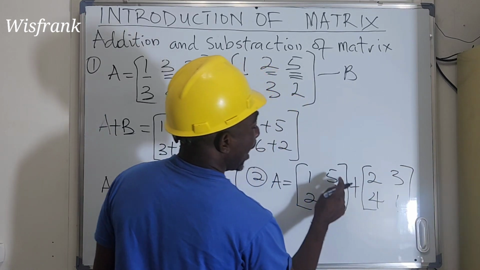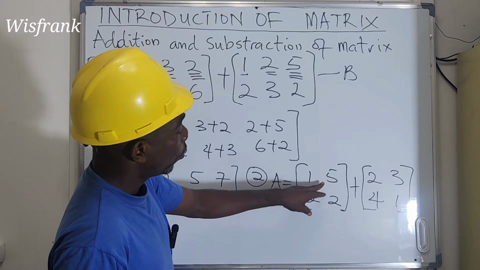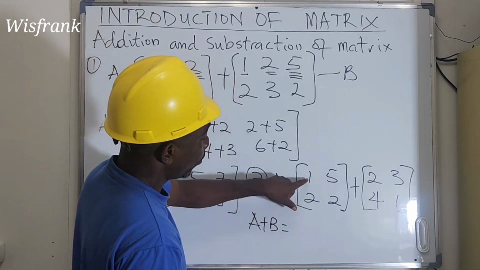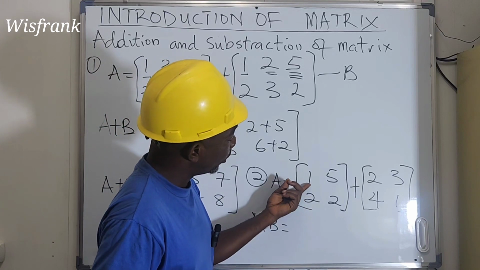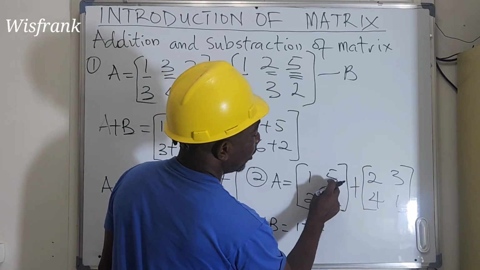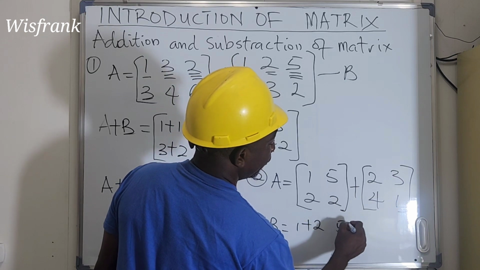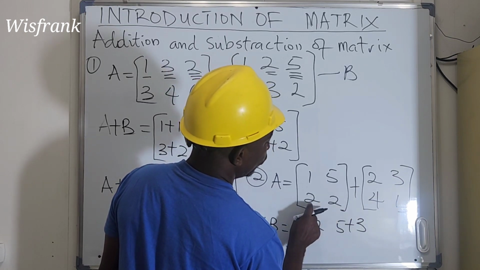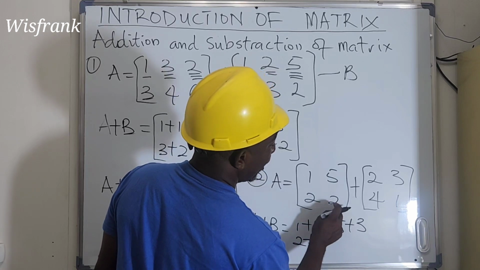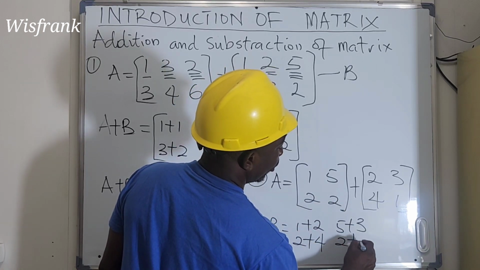So adding these 2 together, we need to have A plus B equals to, we have a corresponding element which is 1 and 2. We have 1 plus 2, then another one 5 and 3, then we have 5 plus 3, then this one 2 and 4, we have 2 plus 4, then we have 2 and 1, 2 plus 1.